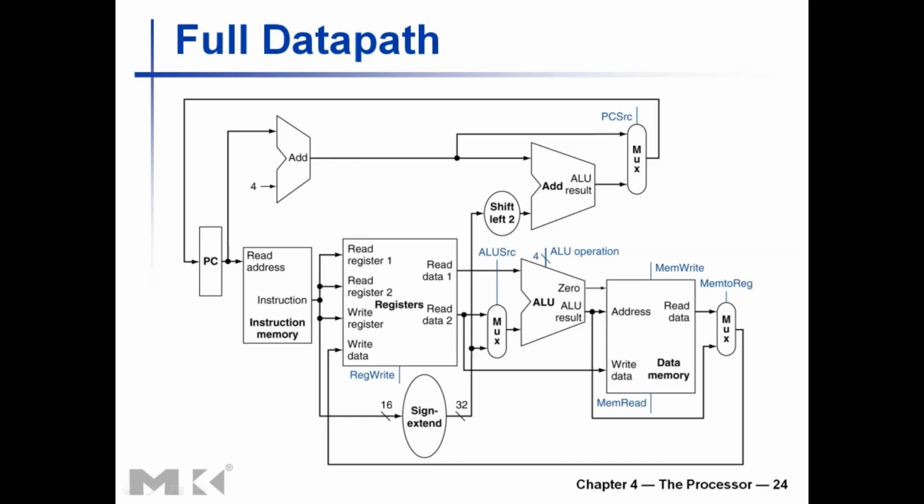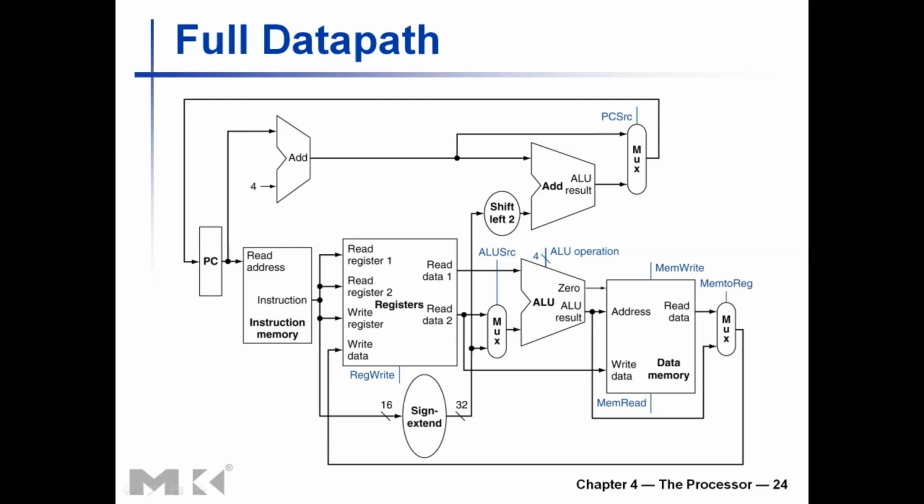Somebody has asked a question in the chat about how we can calculate the immediate value. I hope that was clarified in the discussions that we had just now: how the immediate value is taken and sign extended, shifted, rerouted.